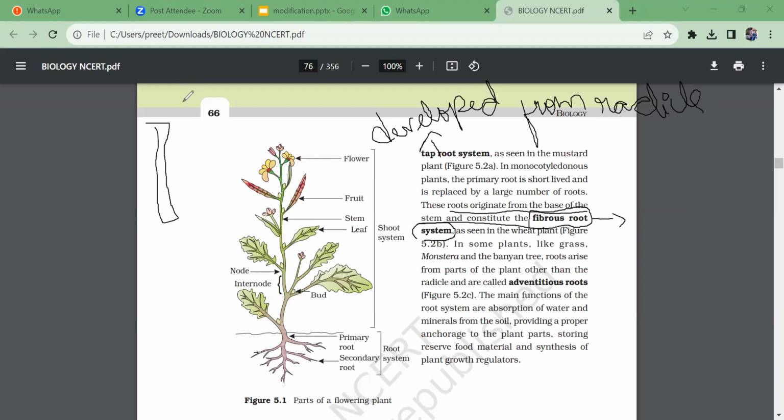Fibrous. Fibrous root, correct. Where would a taproot come from? A taproot comes from the radical, right? Where is the radical in a stem? The stem is producing the root, and these roots are fibrous roots.